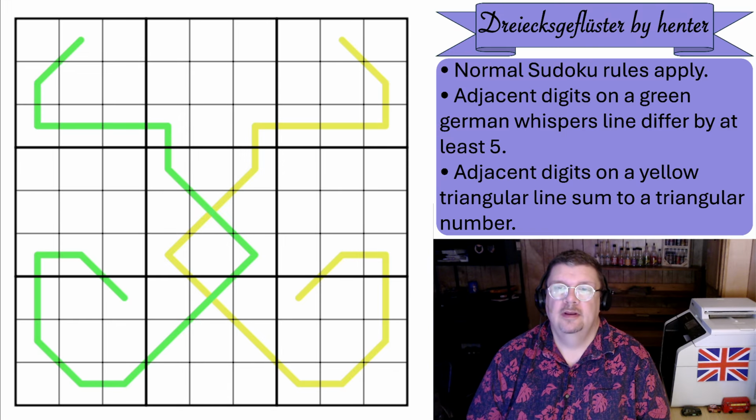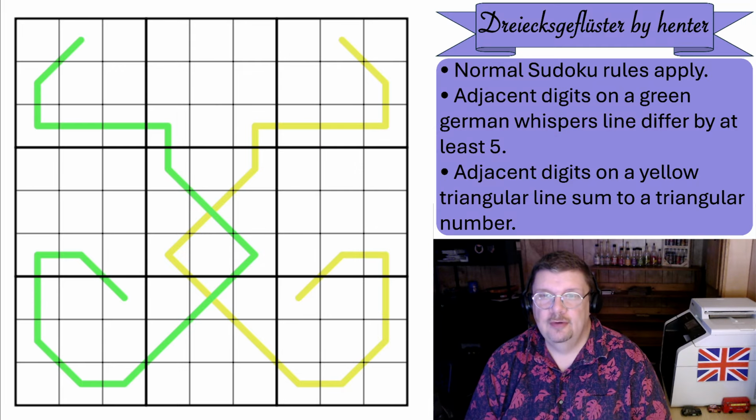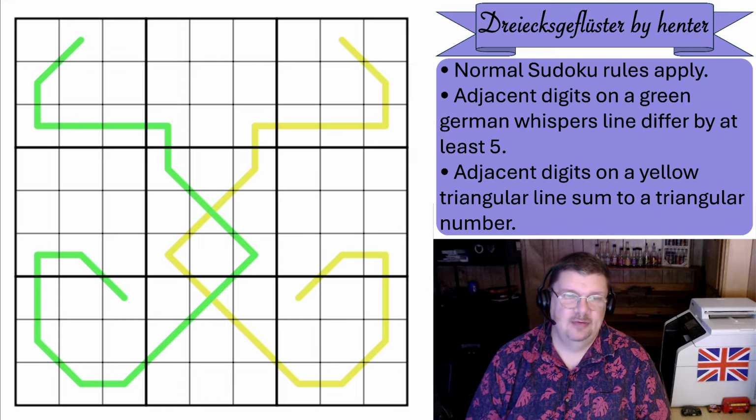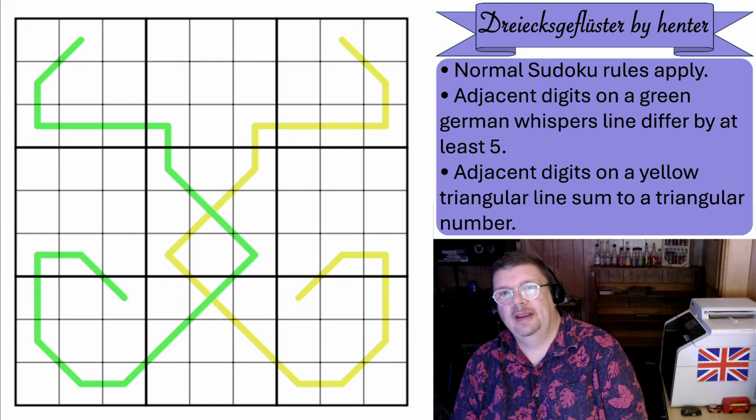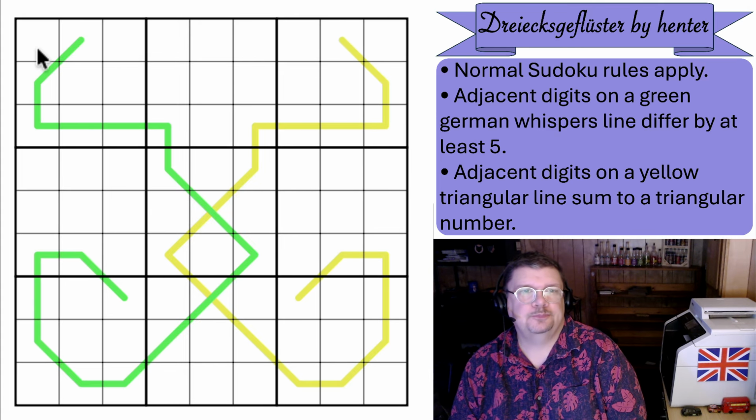So, dragging up my deeply buried German from when I did A-levels many years ago, Dreiecksgeflüster would mean triangle whispers, and it's in German, so this puzzle is clearly going to be about German whispers and triangles in some way. So let us have a look at the rules to figure out why.